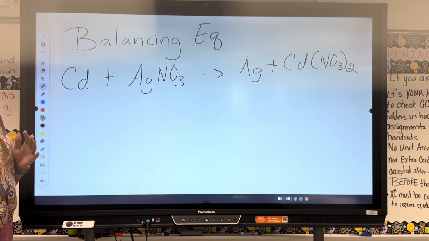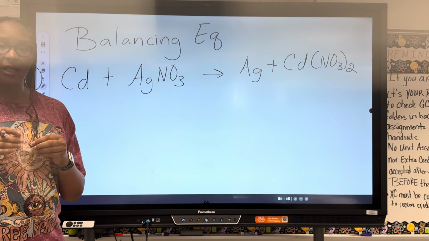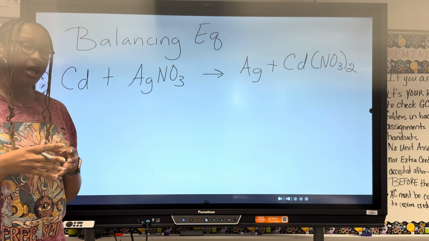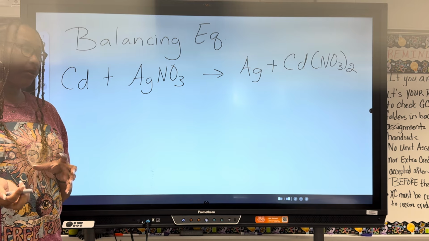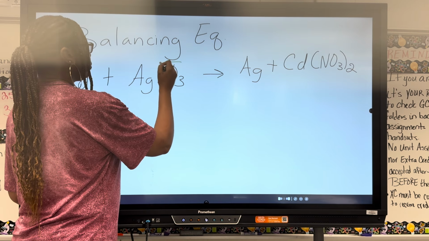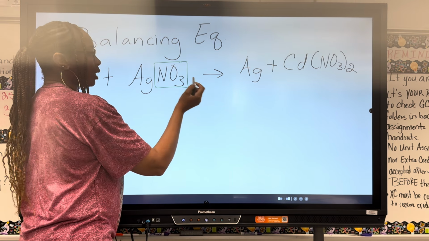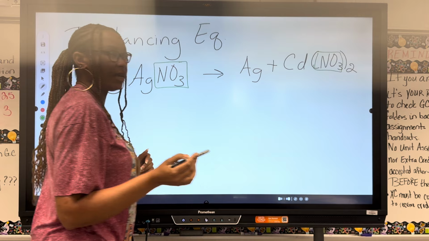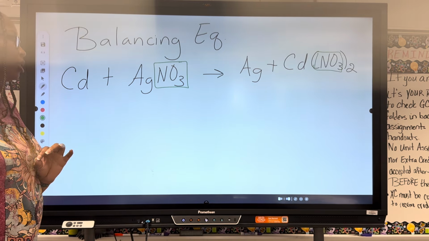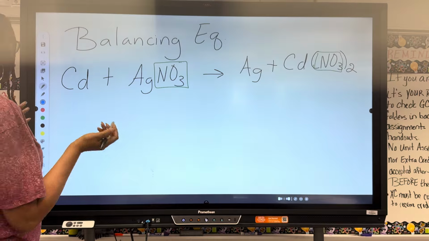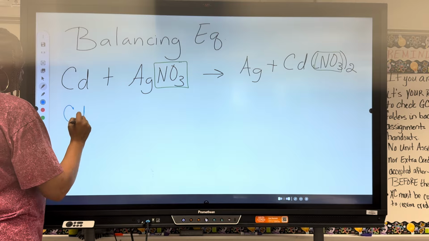One thing that I like to tell my students to do is to identify and treat polyatomic ions as one thing, as one piece. That way it makes it easier for you to balance those, especially when you have multiple polyatomic ions. So I'm going to treat this nitrate ion as one individual thing and not as nitrogen and oxygen separate. And so you can make your list until you figure out, once this becomes more natural.